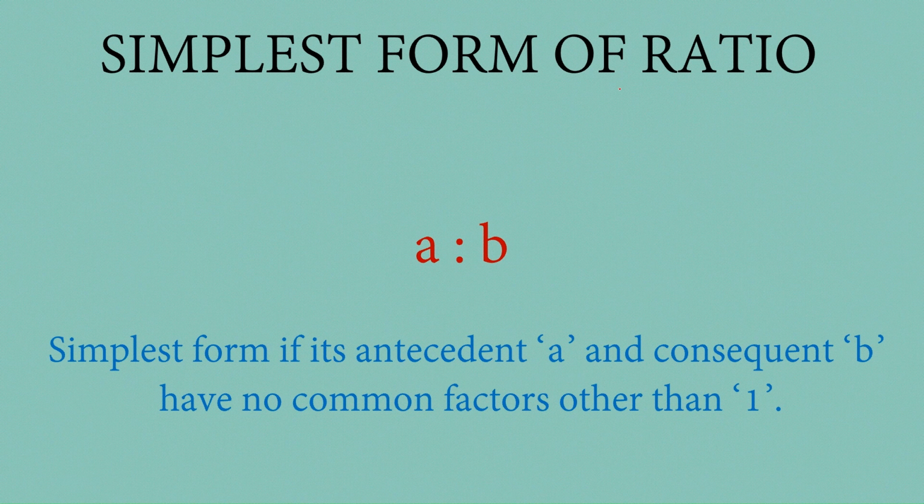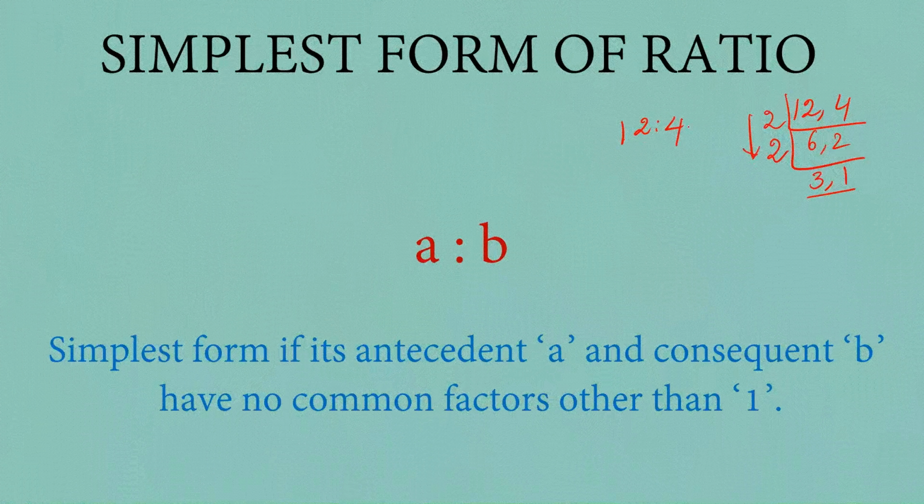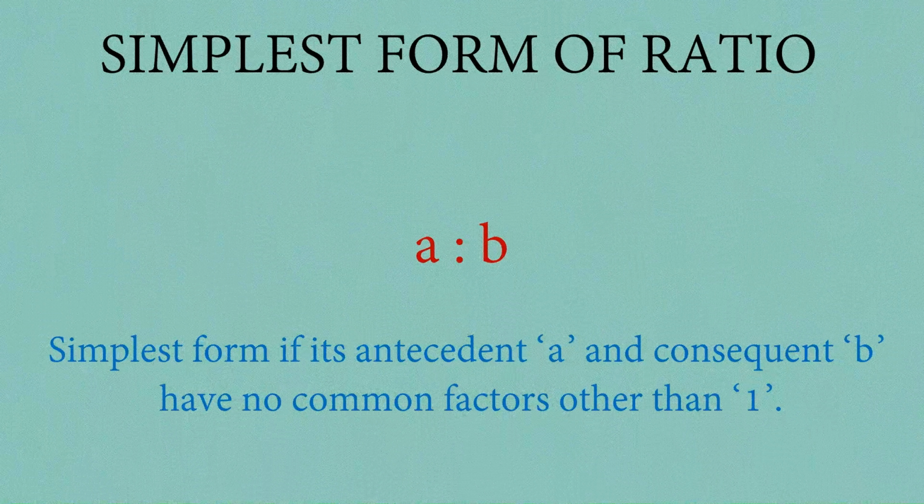We'll take another example. Consider 12 is to 4. Now we'll find the HCF for these two numbers. 2, 6, 2, 2, 3, 1. We'll stop here. So the HCF would be the product of these two numbers, 2 into 2, 4. Now divide this particular ratio by 4. 12 upon 4 is to 4 upon 4. 12 divided by 4 is 3 is to 4 divided by 4 is 1. So the simplest form for 12 is to 4 is 3 is to 1. In this way, we can find the simplest forms.